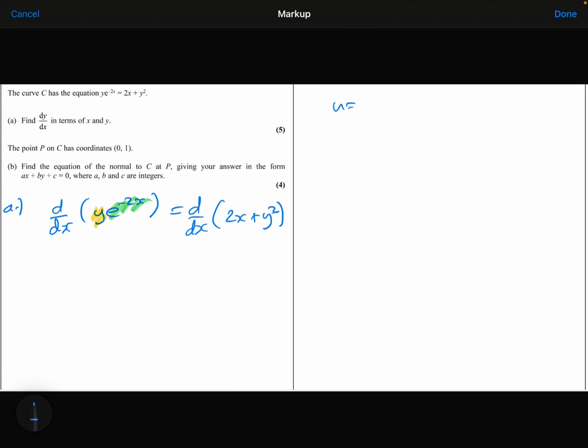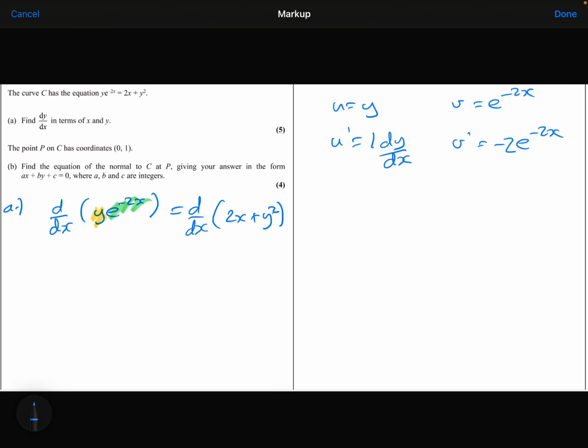So I'm going to let u equal y and I'm going to let v equal e to the minus 2x. So differentiating y with respect to y would give me 1, and then I have to multiply that by dy by dx. Now to differentiate the e to the minus 2x, the exponential differentiates to be the exponential, but then I have to remember to times by minus 2 because of the chain rule.